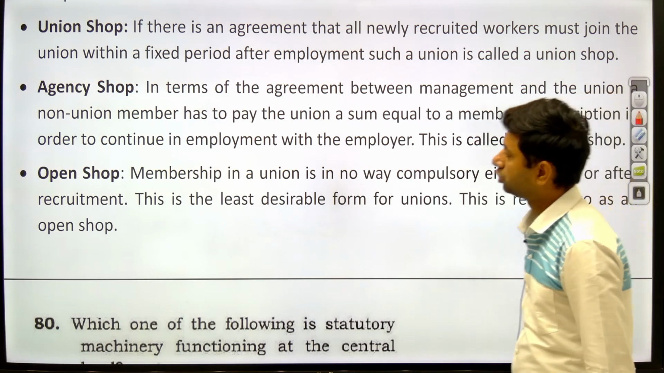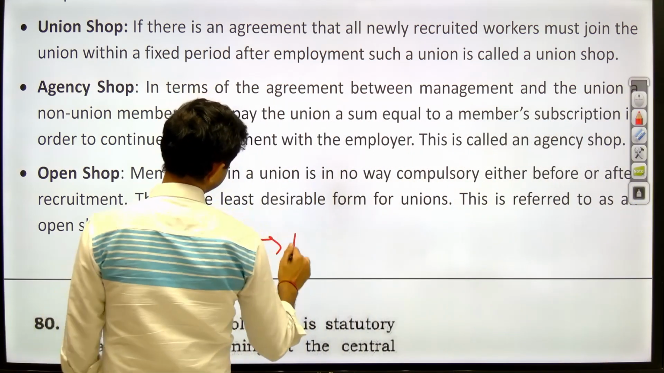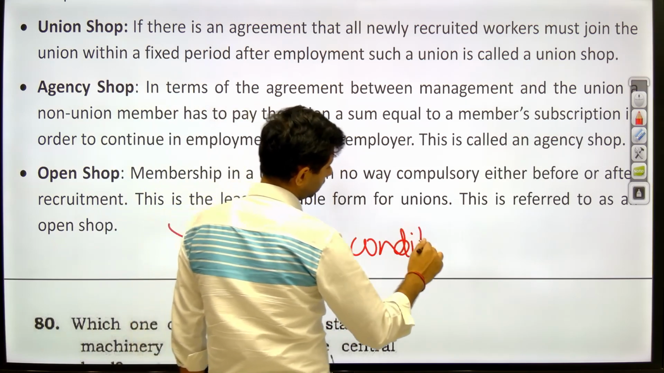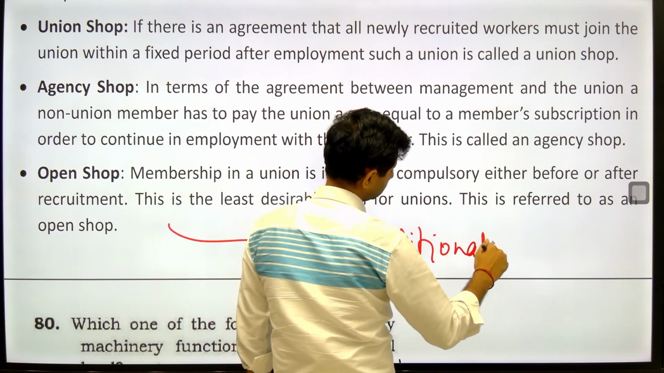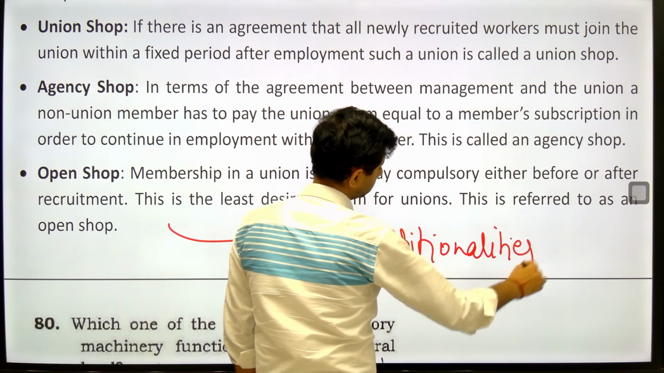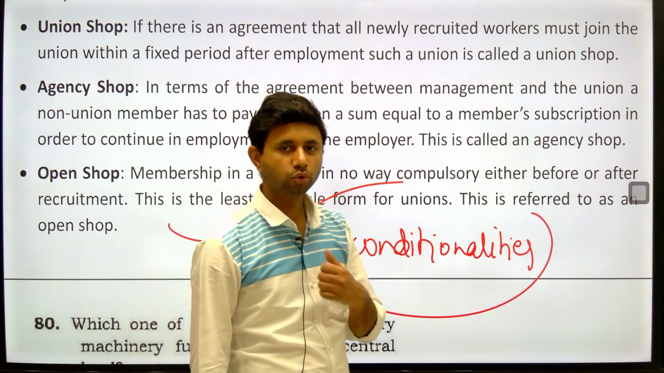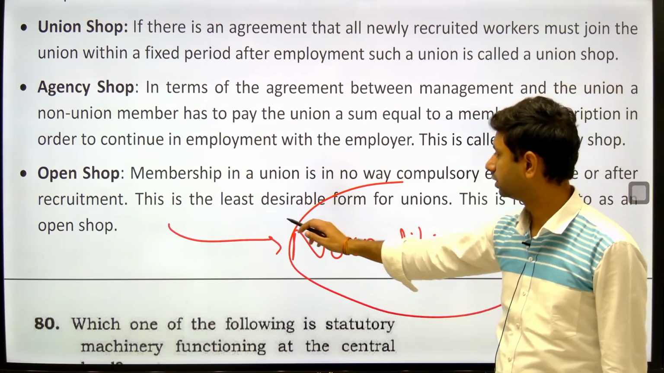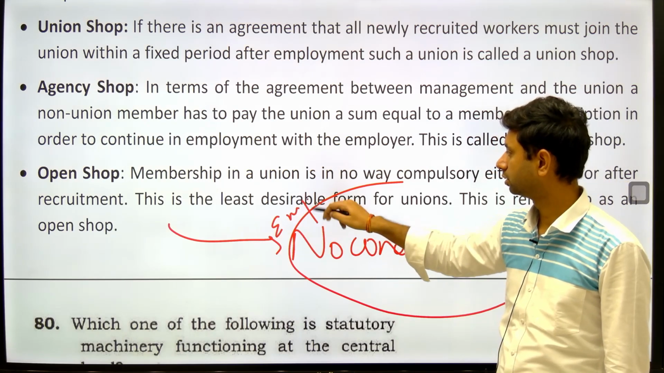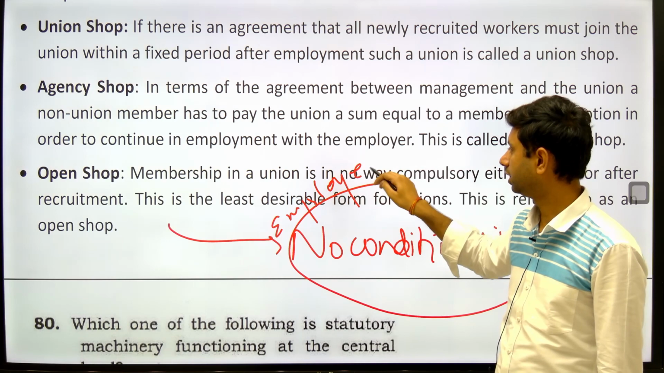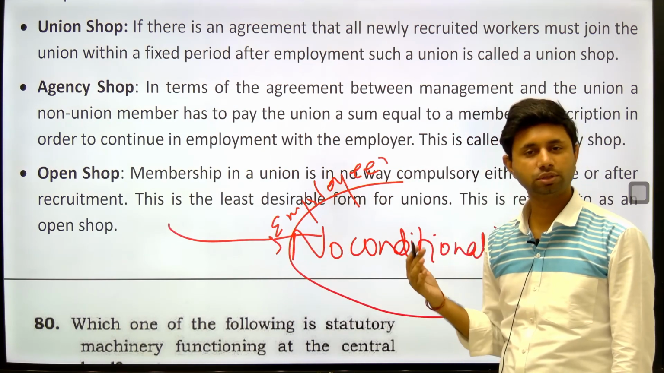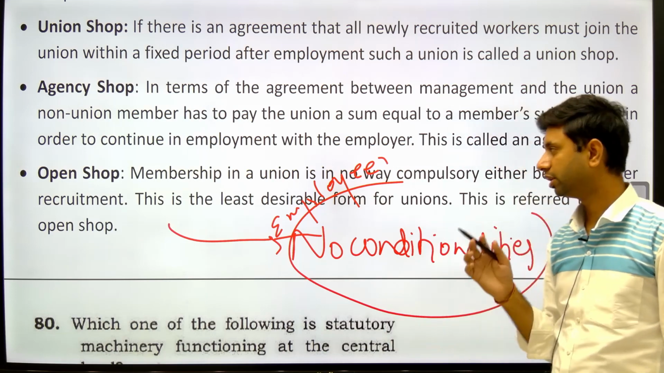Next is open shop, where there are no conditionalities with respect to anything. That means the trade union has no role with respect to any aspect of the employee. That's why it is not considered a trade union security measure, because there is no involvement of trade union in open shop.